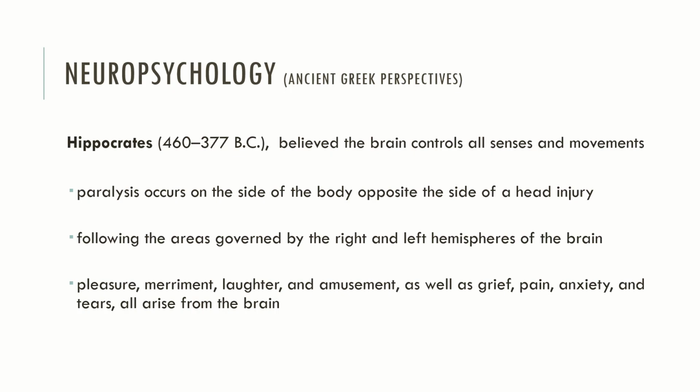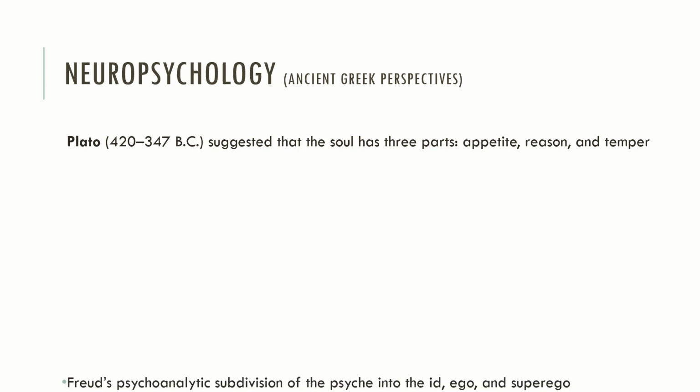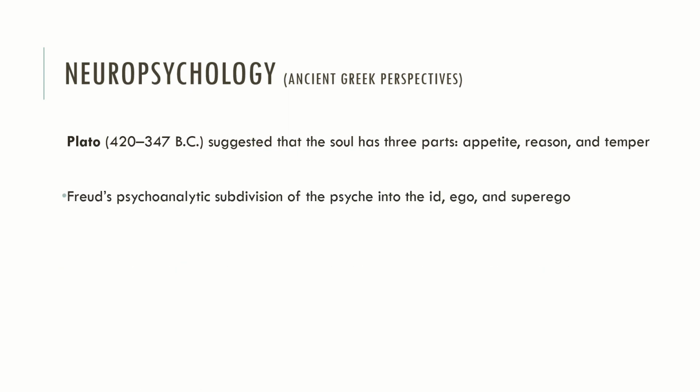However, Plato suggested that the soul could be divided into three different parts: appetite, reason and temper. This notion helped Freud to develop his notions about the mind, which are id, ego and superego. So Freud, of course, used the notion of Plato to develop his own theory about the conscious and unconscious mind.